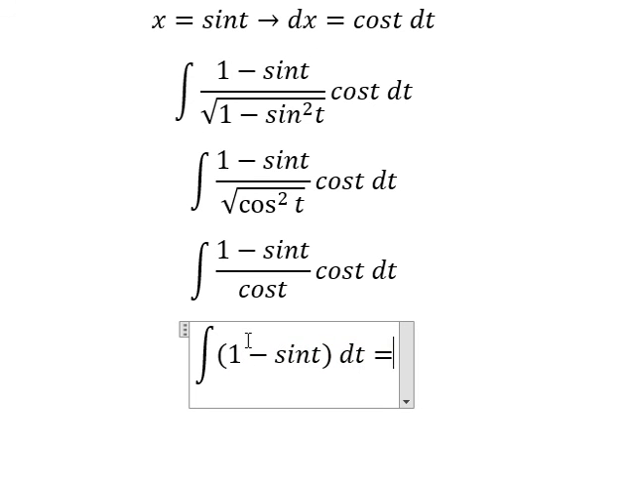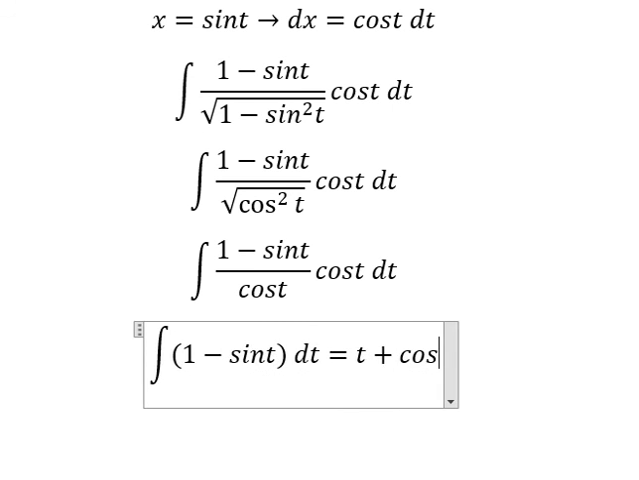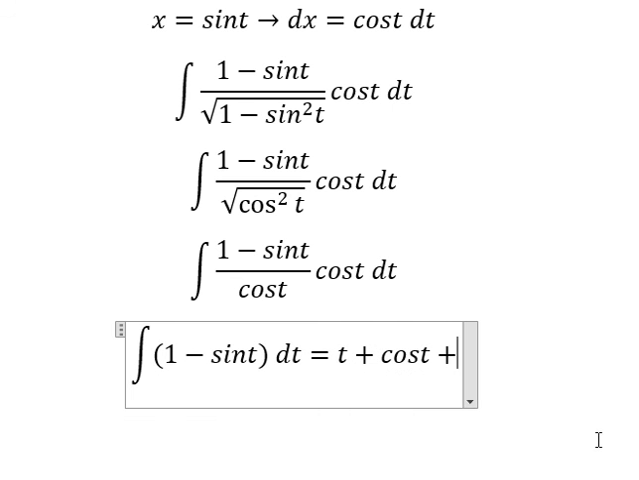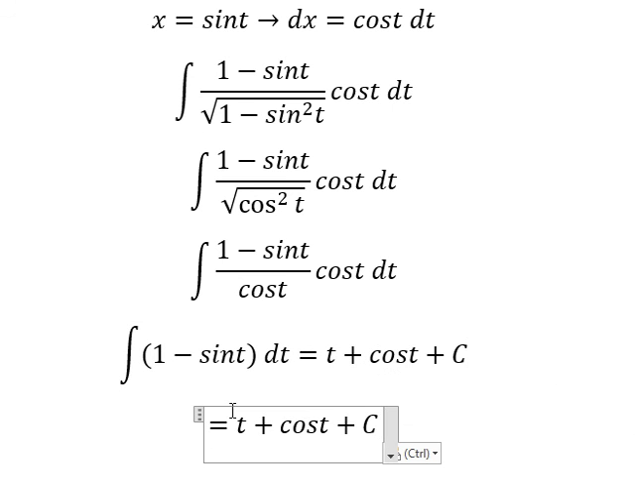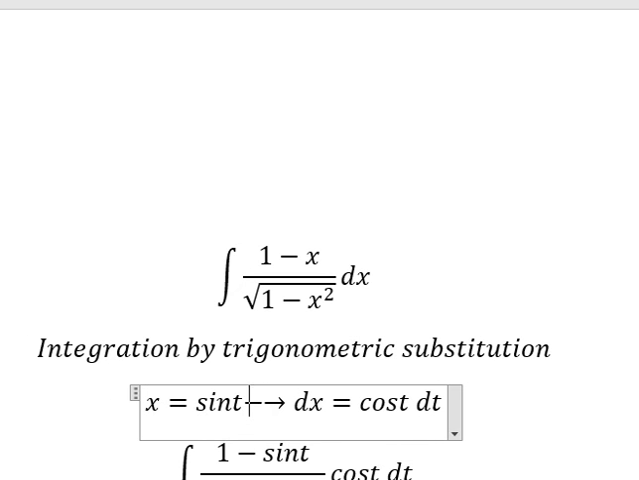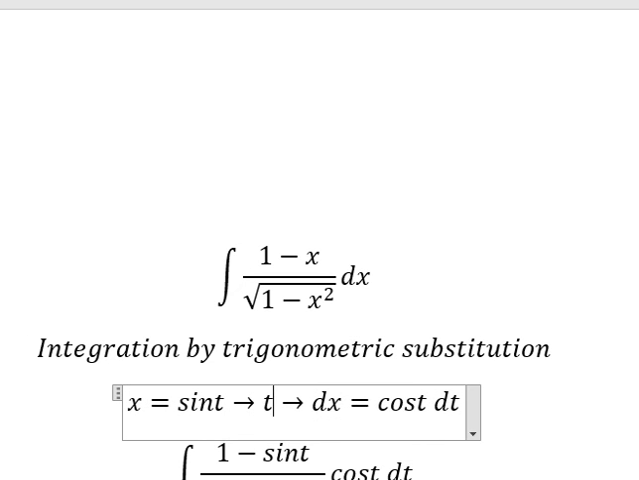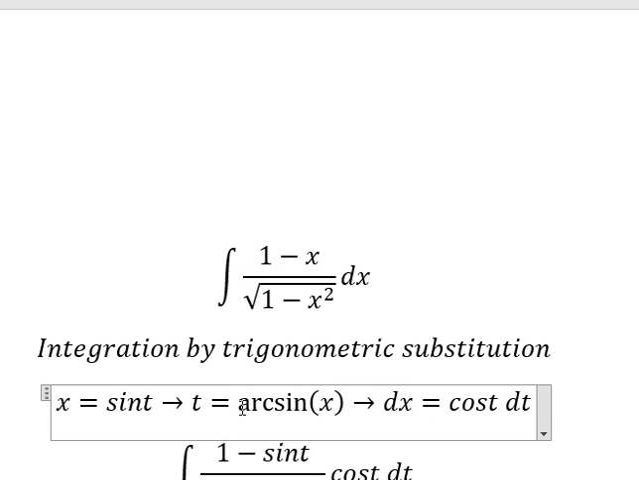The integration of number 1, we have t. The integration of negative sine t, we have positive cosine t, and we put c. About t, that is about this one. So we get t equals arc sine of s. So we need to change this one for t.